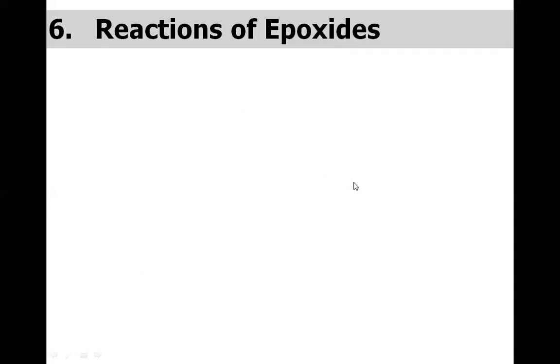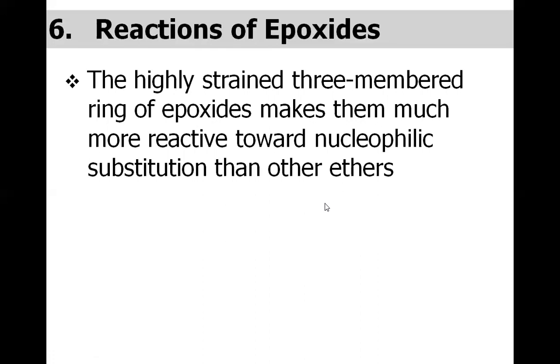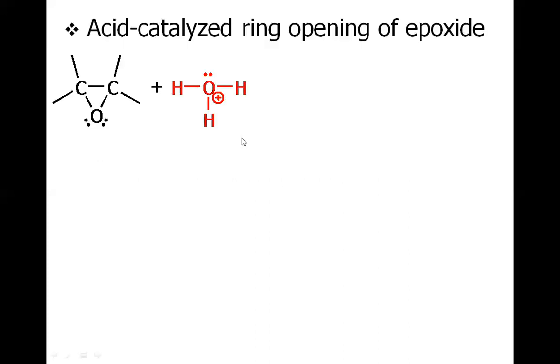Now let us discuss the reactions of epoxides, because epoxides are three-membered oxygen-containing rings. So they are very much strained, and they just want to get relief from this strain by being opened. So we have two methods to open the epoxide. One is acid catalyzed, and the other is base catalyzed.